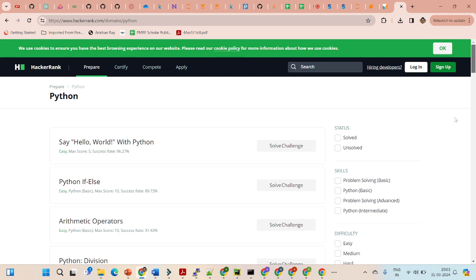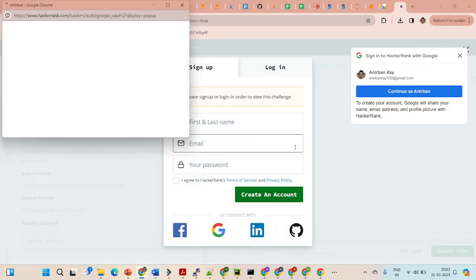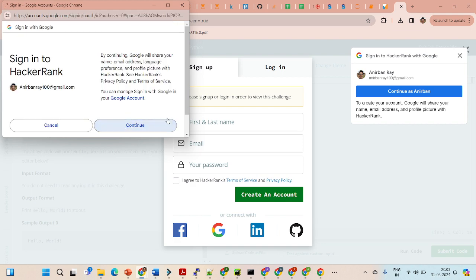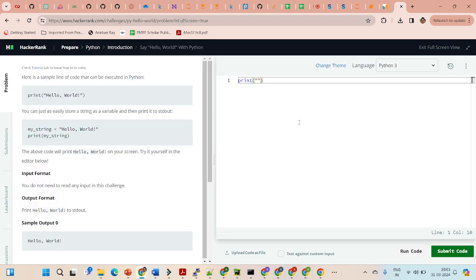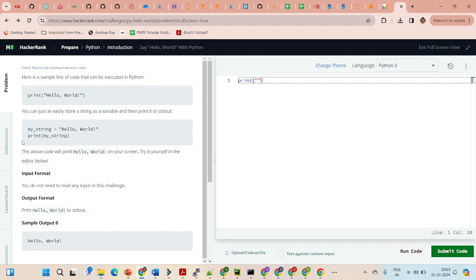And so how to solve it? Okay, I don't know anything. So how to do it is, this is the problem given. You have to read the problem statement here. And this is the submissions. I have not made any submissions. And the leaderboard is not important.